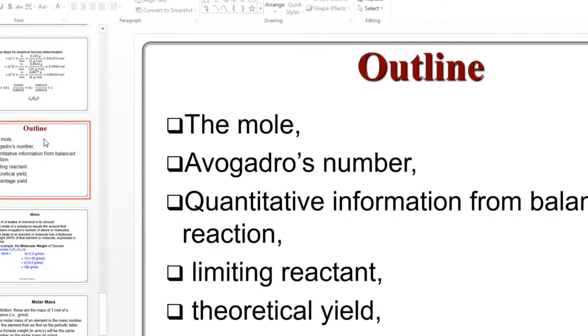The next outline is determination of the mole. Here we'll look at what the mole is, what Avogadro's number is. We look at quantitative information from balanced reactions. We look at limiting reactant, theoretical yield, and percentage yield.